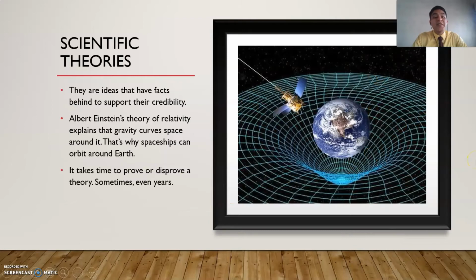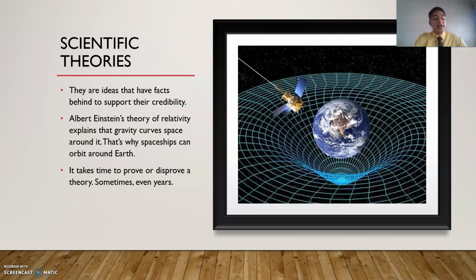Alright, we continue with scientific theories. They are ideas that have facts behind them to support their credibility. An example of a theory is Albert Einstein's theory of relativity, which explains that gravity curves space around it. That's why spaceships can orbit around Earth. It takes time to prove and disprove a theory, sometimes even years.